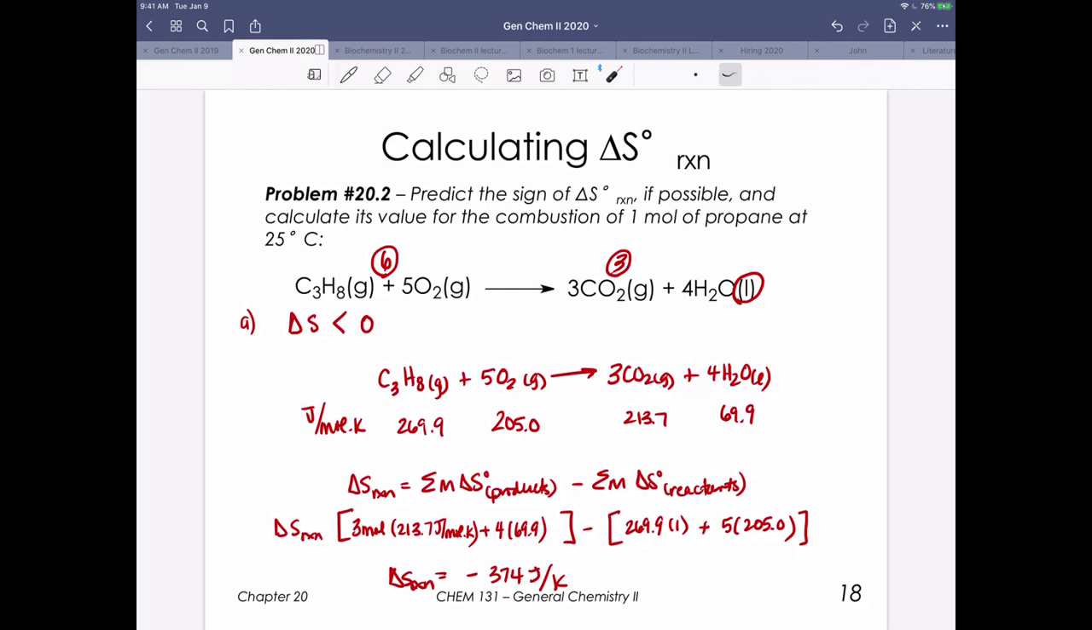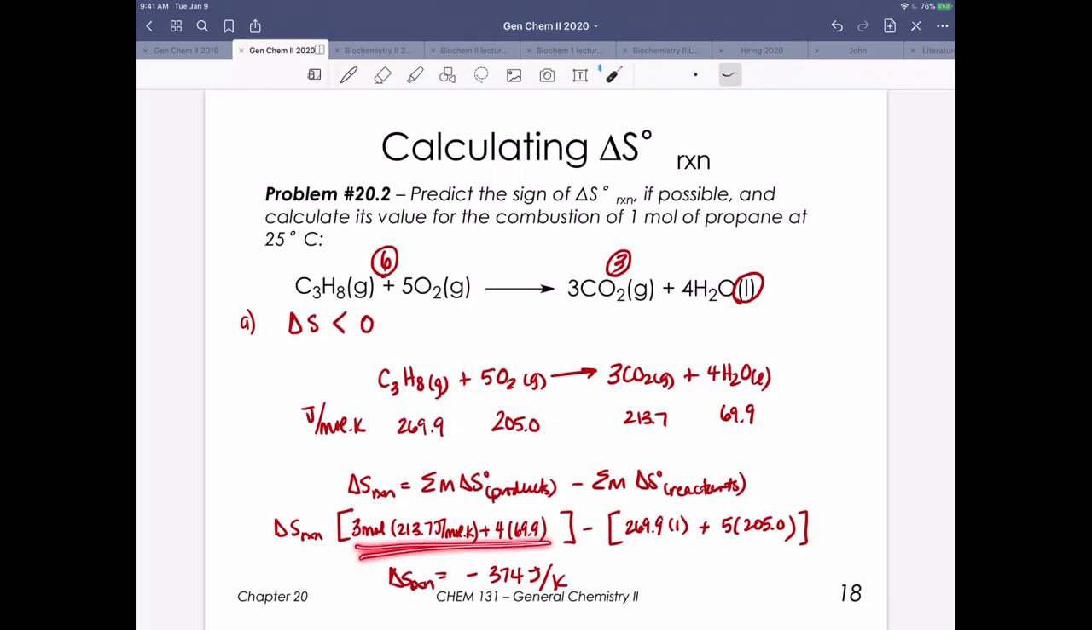Okay, then we need to take products minus reactants. So notice what I did here. I've got 3 moles of CO2, so it's 3 times 213. I'm adding that to 4 times 69.9. Okay, so these essentially are my gains. And then I have to subtract off my losses. So it's 269.9 times 1, and then 205 times 5. So that's where I get that piece.